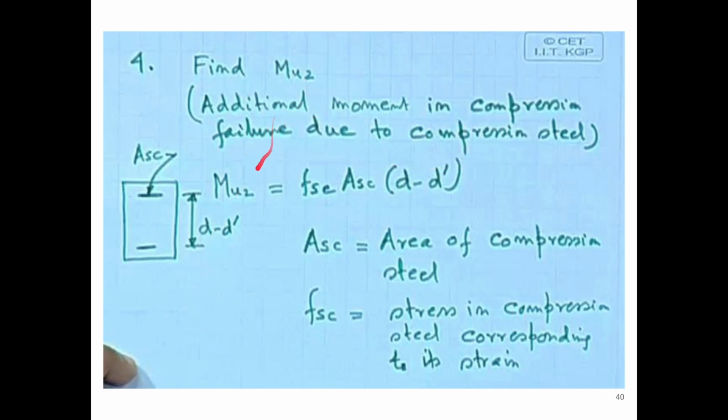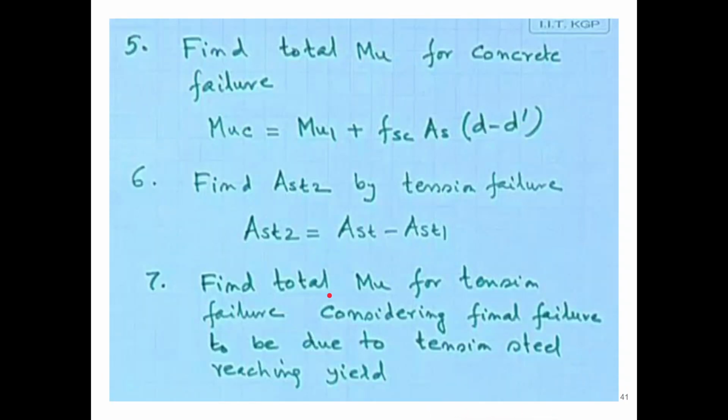So this Mu2 is equal to FSC ASC into d minus d prime. Basically this is the extra moment carrying capacity on the compression side, in compression failure. And ASC is the area of compression steel, FSC is the stress in compression steel corresponding to its strain. Based on this we try to find the FSC value, right?